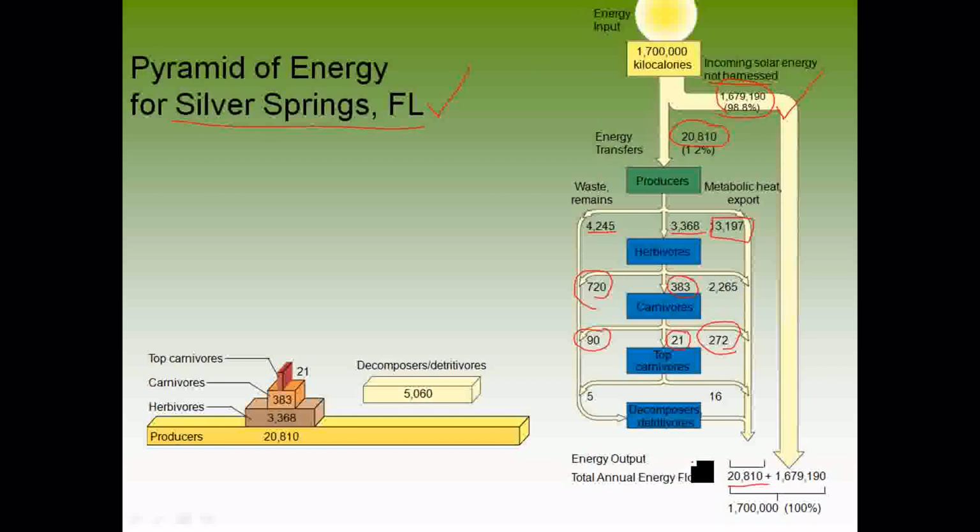Energy in equals energy out. That's what I was going to say. So if you're accounting for every kilocalorie, you've got 1.7 million here. You've got to end up with 1.7 million at the other end. The problem is only 20,000 of that got used for energy. The rest of it was lost.